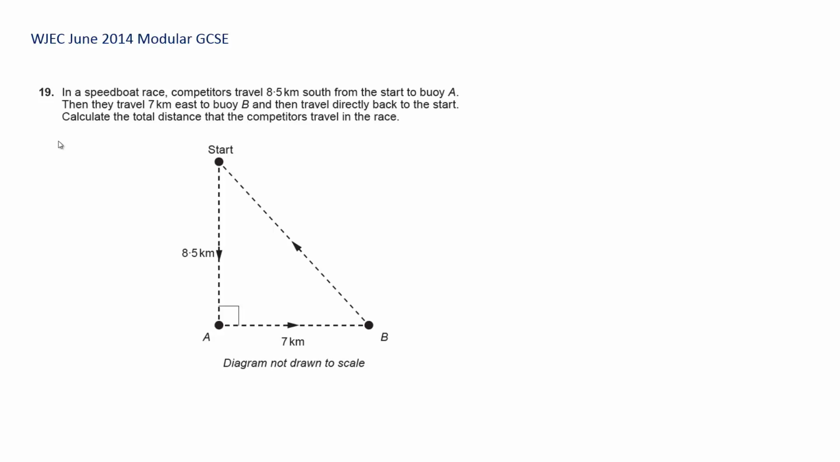Some exam questions can try and hide it. So we've got this little story here about a speedboat race. Competitors are travelling 8.5 kilometres south, then they travel 7 kilometres east, and then back to the start. Calculate the total distance the competitors travel in the race. What they're really saying here is work out the hypotenuse of this right angle triangle and then add up the 3 lengths. So remember Pythagoras' theorem, h squared equals a squared plus b squared, and the hypotenuse is opposite the right angle, so that's that one that we don't know.